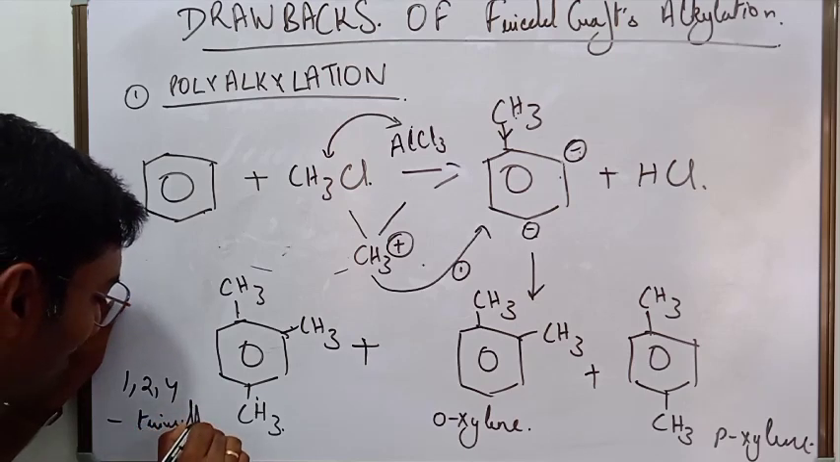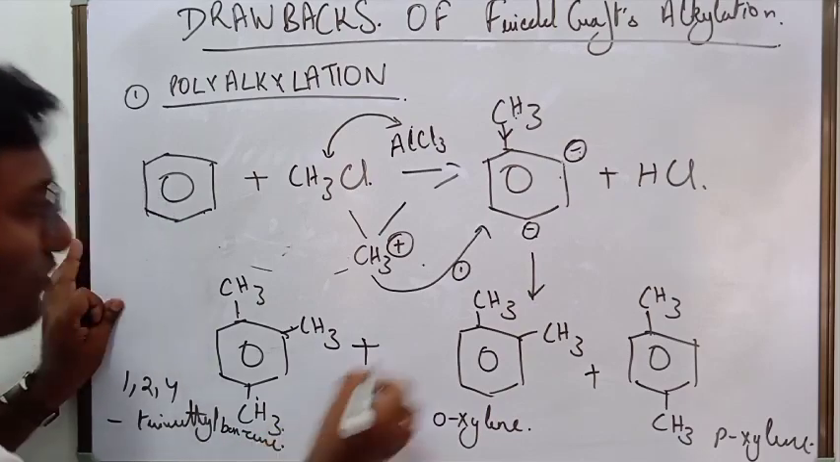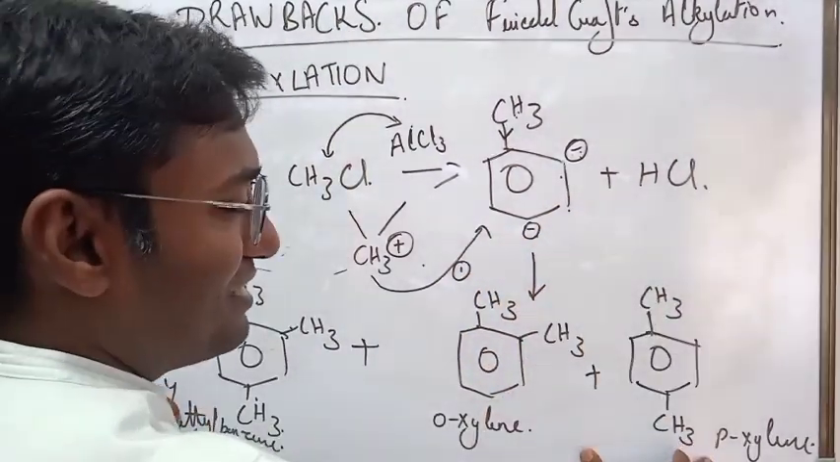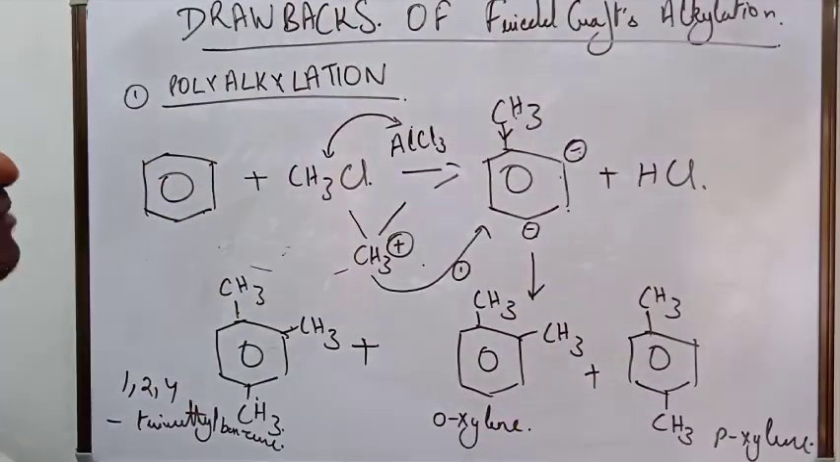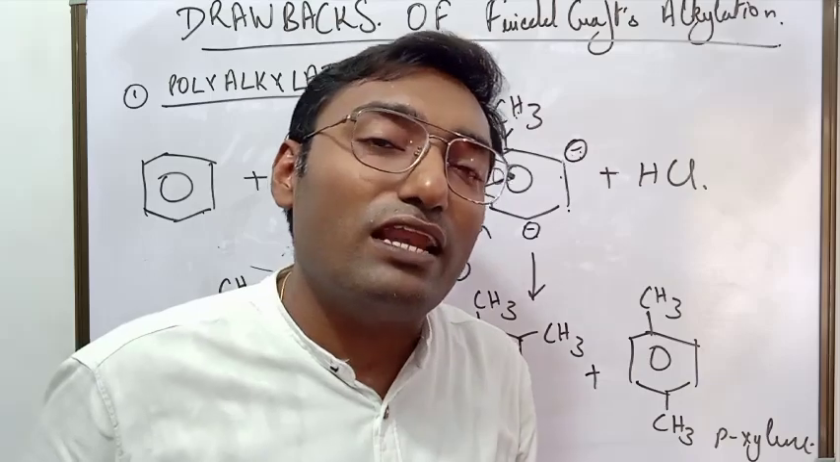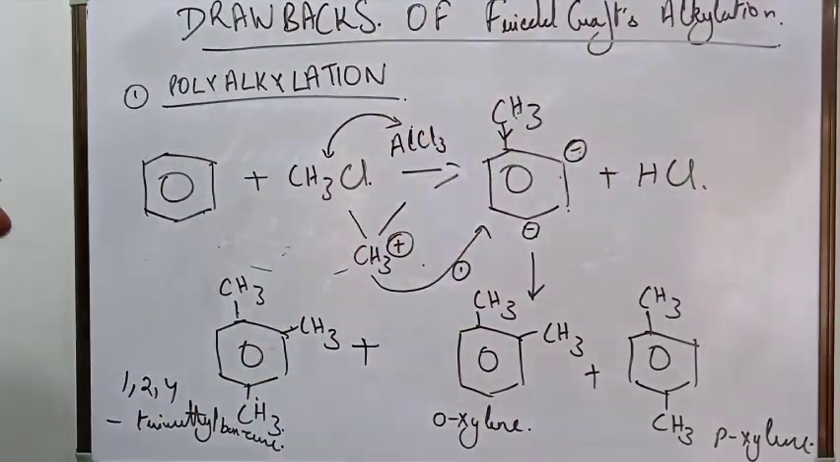So you can see that you wanted only toluene. Your aim was toluene, but you made all this out of it. So that is the first drawback of Friedel-Crafts alkylation reaction, that is polyalkylation. Okay, let us now look at the second limitation.